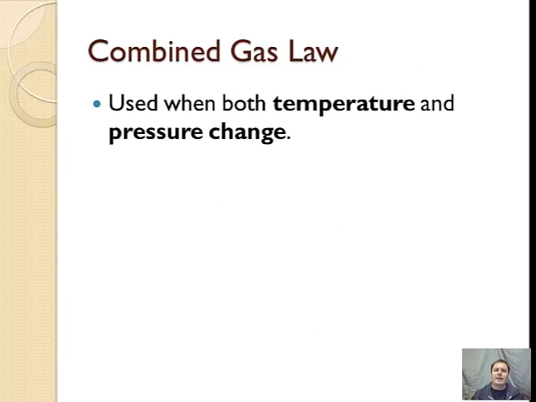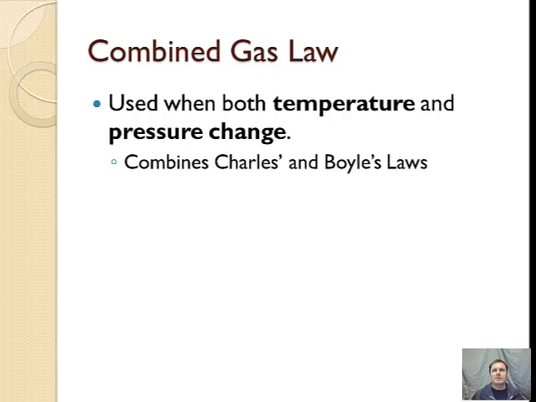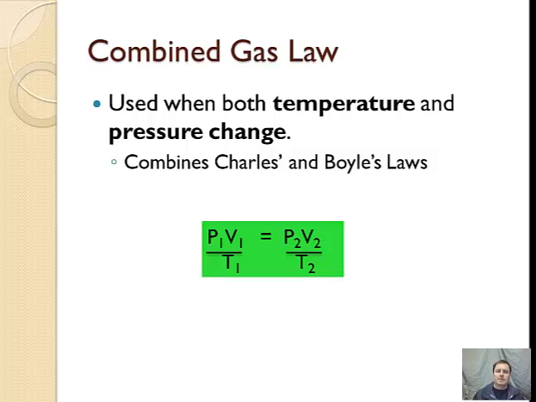We use the combined gas law when both temperature and pressure are changing in the same problem. If you remember back, temperature and pressure were Charles's and Boyle's laws. So the combined gas law basically means we're combining Charles's and Boyle's laws. And it looks something like this: P1V1, so pressure 1, volume 1, divided by temperature 1 is equal to your second pressure times your second volume divided by your second temperature. The key with these problems is we have 6 variables. You're going to be given generally 5 of these, and you have to solve for one.